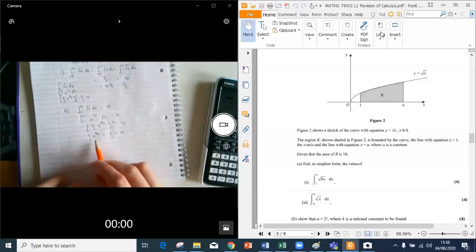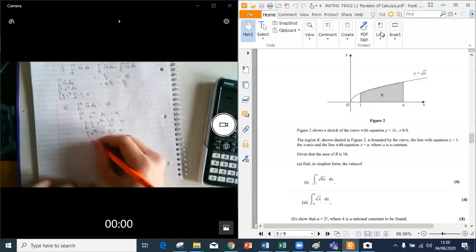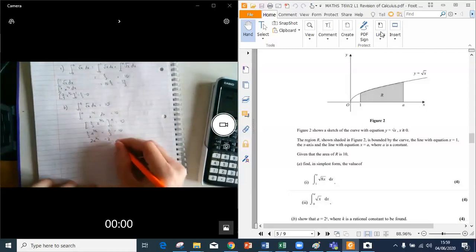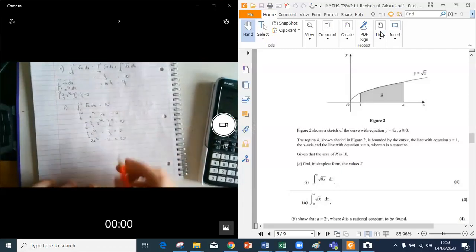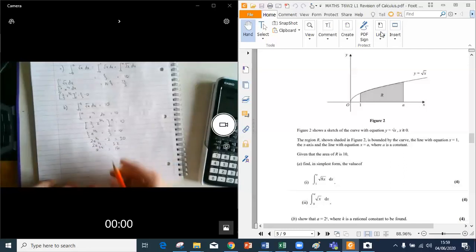Well, I'm going to times both sides of the equation by 3 to get rid of these fractions. So I get 2a to the 3 over 2, take away 2 equals 30. I'm going to add the 2 to that side, so 2a to the 3 over 2 equals 32. I'm going to divide by 2, so a to the 3 over 2 gives me 16. Then to get rid of the power, I do the reciprocal on this side, so a equals 16 to the power 2/3, sorry.